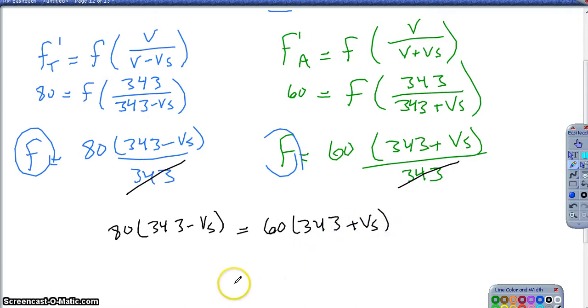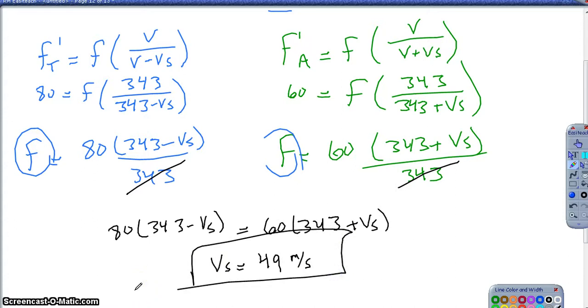From here I'll leave it to you to do the rest of this algebra. But when you solve for the velocity, you should end up getting about 49 meters per second, and I think it actually may be exactly 49 meters per second as we solve this equation. So anyway, make sure you're comfortable setting up these types of problems. Hopefully not too bad as long as you're comfortable setting up that system and then solving using some algebra.